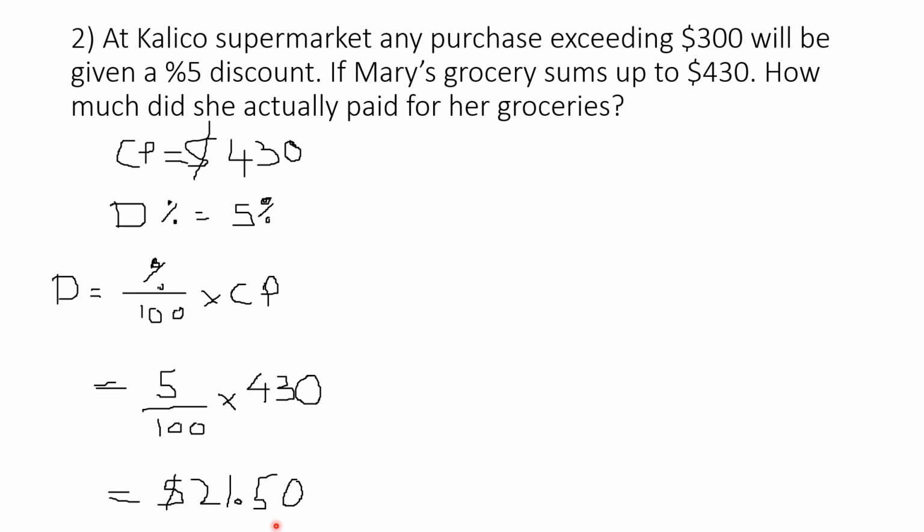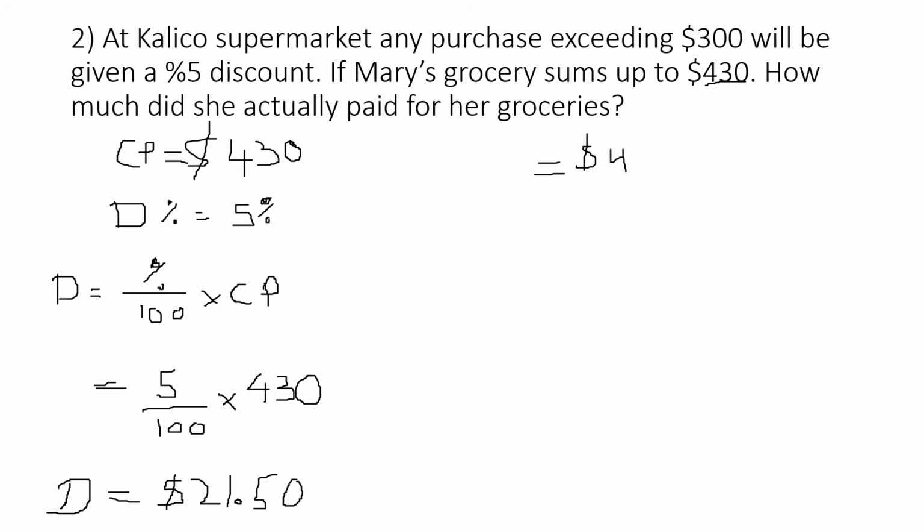But this is not how much I'm paying for my groceries. I mean, if that's how much I'm paying for my groceries after summing a total of $430, my goodness gracious, God is good. But no, this here is only the discount. So that's my D here. So if I have to answer the question, how much did she actually pay for the grocery? Now I have to take my discount and subtract it from my cost price, as we did just now. So how much did she actually pay? I would have it up here.